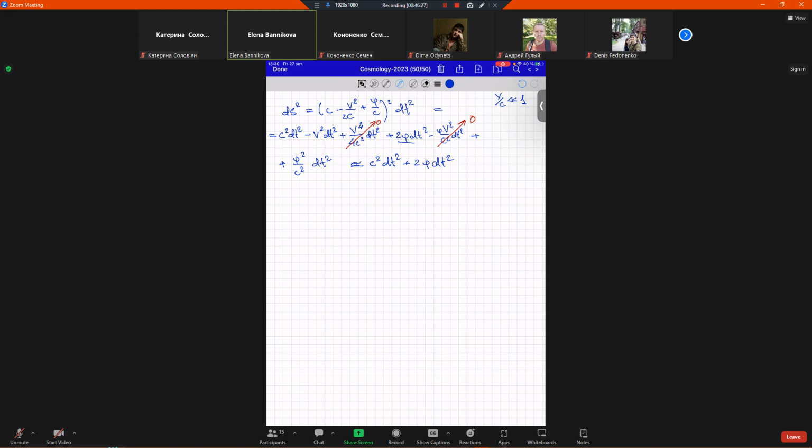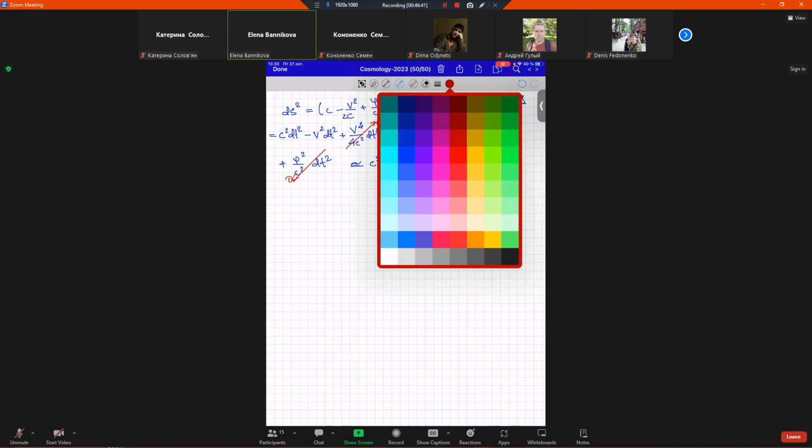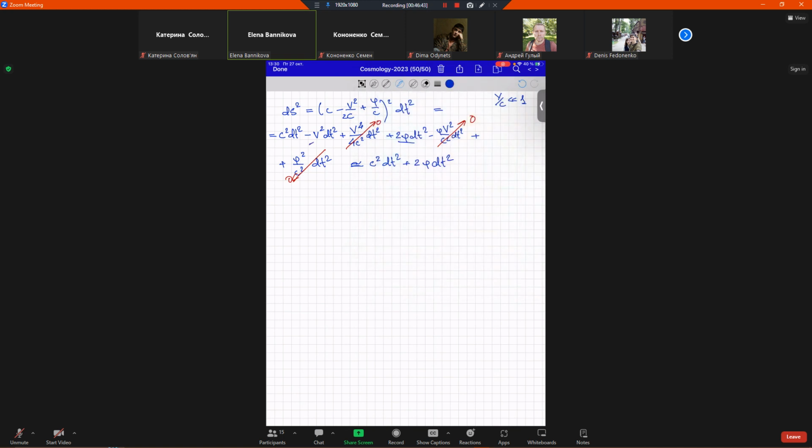So what about this one? The last one, I can also consider as 0 because it's divided by c square, and c square is a big value. So finally, this term will be small. And this one will be exactly minus dl square, because L equals V multiplying T. Okay.